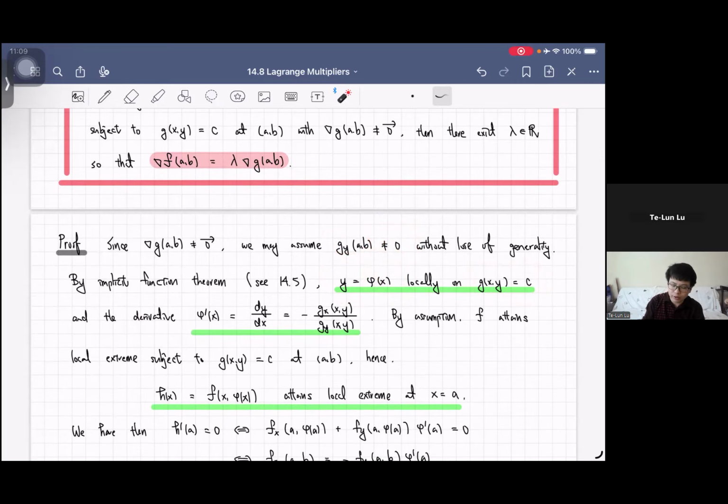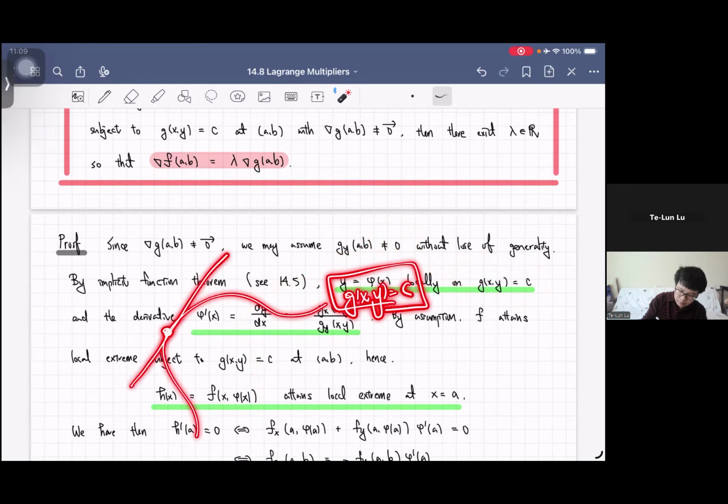Okay, so it's the curve g of x, y being c, and at some point, okay, maybe I can show it better. This is the curve. At this point, the tangent is non-zero, so you can locally solve the function y in terms of some functional graph. Okay, so locally this curve looks like a graph of a function where the function is given by y equals phi of x.